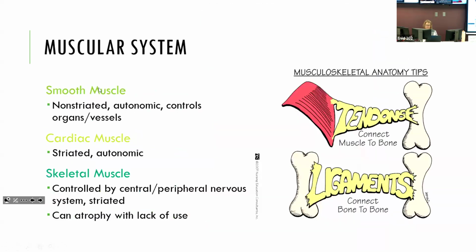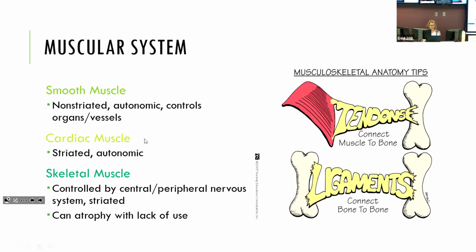All right, so you have your smooth muscles that are non-striated, they're autonomic, controls organs and vessels. And then you have your cardiac muscles, which are autonomic, which means that your body, you can't control those. They function without continuous or conscious control, like your heart. Your heart's made up of striated muscle.